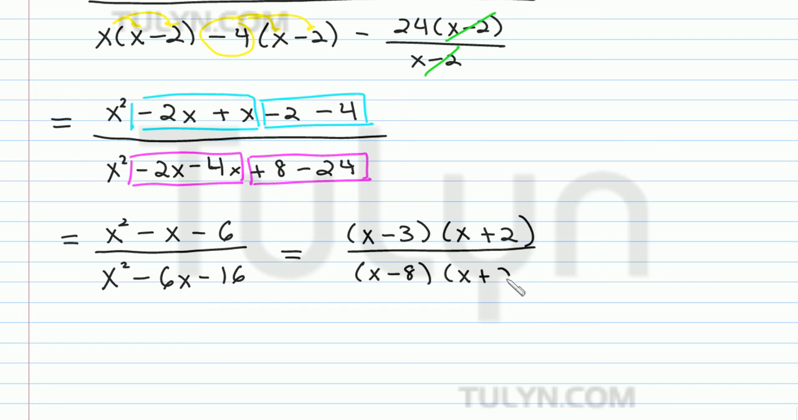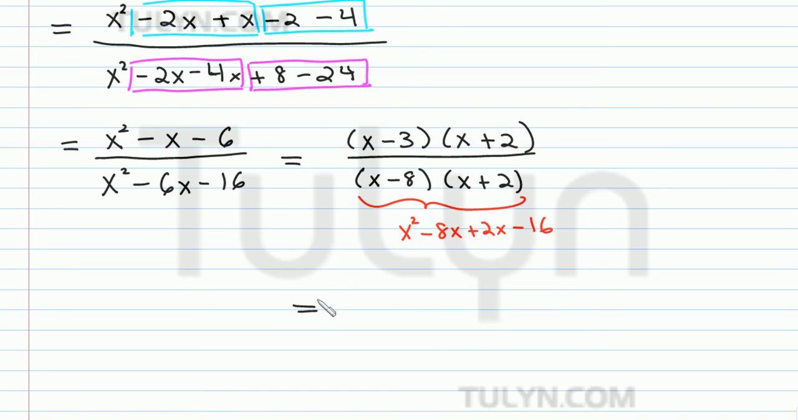times x plus 2. And remember, whenever you're not 100% sure, what you can do is just FOIL the result. FOIL your guess, basically, to see if we get the same thing. So we got x squared minus 8x plus 2x minus 16, which turns into x squared minus 6x minus 16. So there we go, we got that right.